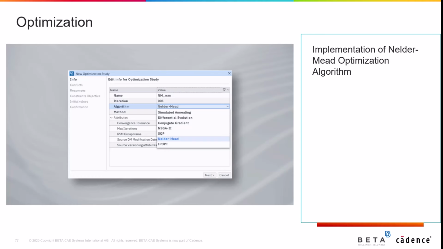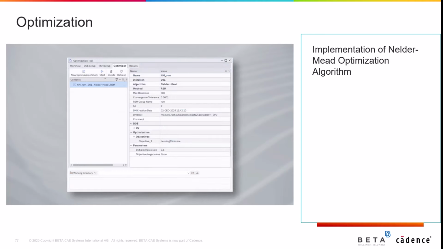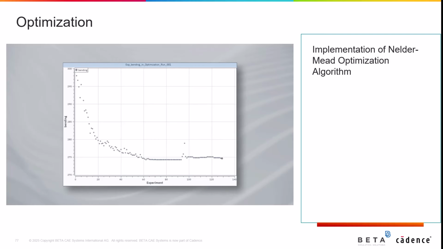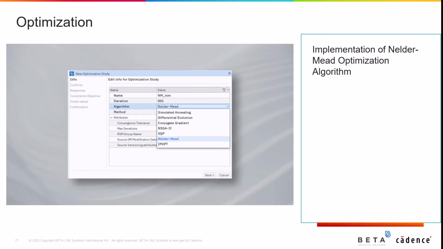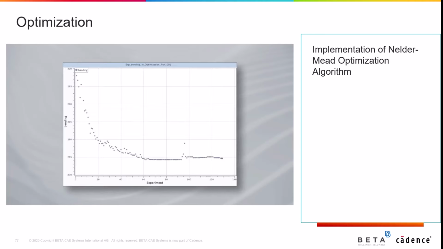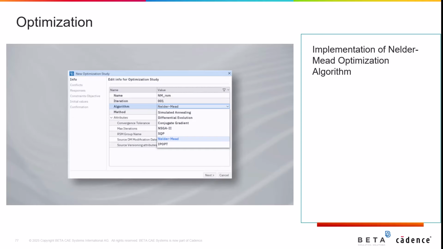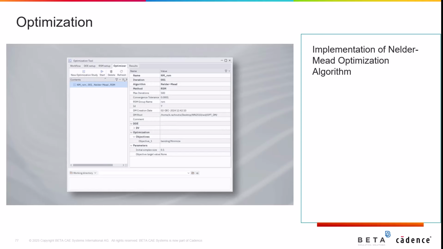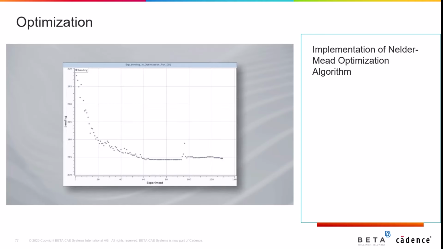A new optimization algorithm, called Nelder-Mead, has been introduced. Nelder-Mead is a classical derivative-free optimization algorithm designed for nonlinear programming problems. It uses information about the objective function and is ideal for unconstrained optimization tasks. Since it does not require gradient information, it is particularly effective for optimizing non-smooth objective functions.